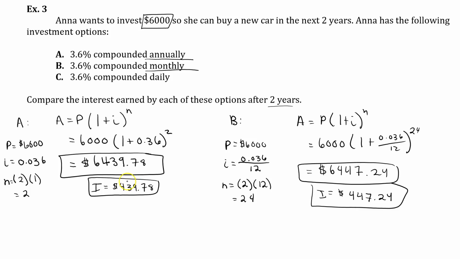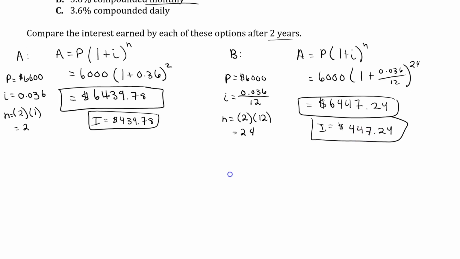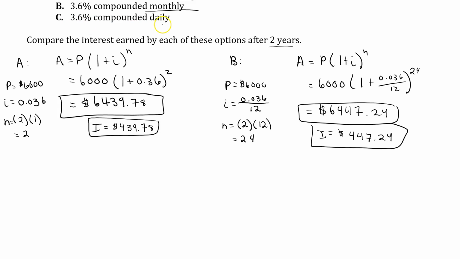Because the interest with the annual is going to be less, because the amount of interest is reinvested only 1 time a year, whereas the interest earned is reinvested 12 times per year when it's compounded monthly. Let's check out the last option. Let's check out the daily.